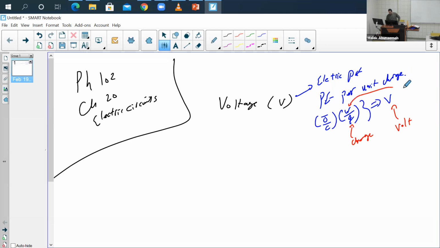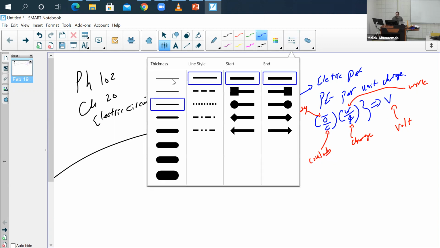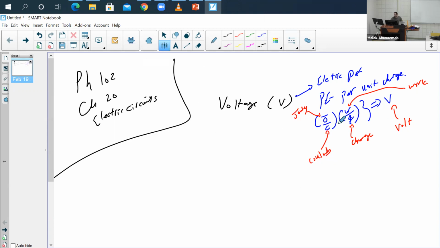Charge, your work, joules, coulomb. So we talked about the voltage, which is your electric potential, which is your potential energy per unit charge. So it's how much work per charge, which is joules per coulomb.